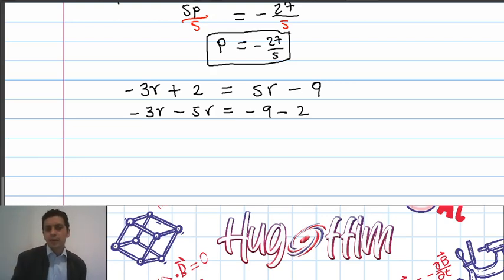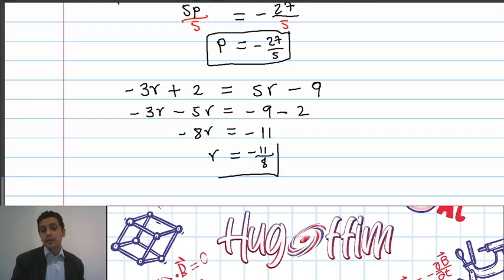So negative 3r minus 5r will be negative 8r. Negative 9 minus 2 will be negative 11. And now I'm going to divide both sides of the expression by 8 to have negative 11/8. This is something you can do if you want to work quickly on solving equations. Okay? And this is how you can work on solving equations.